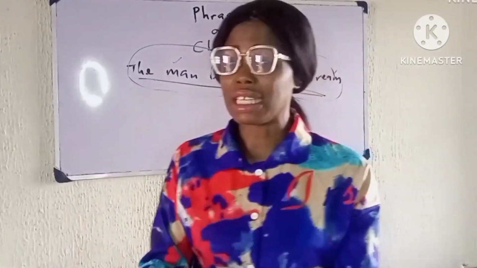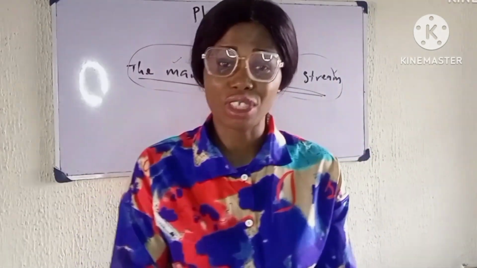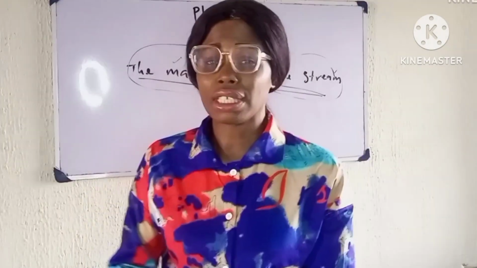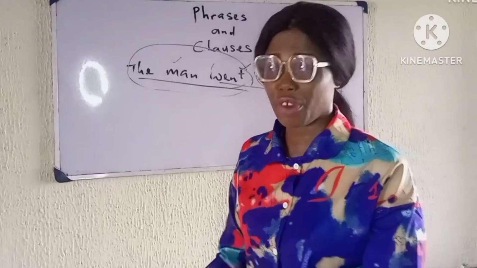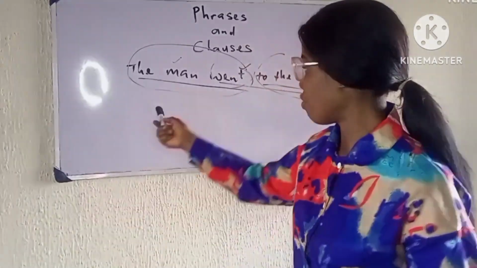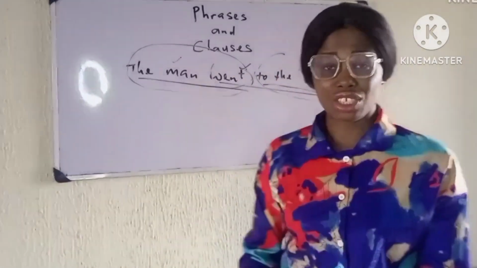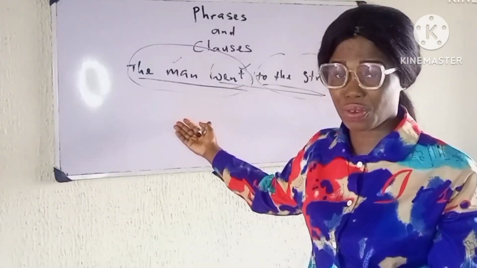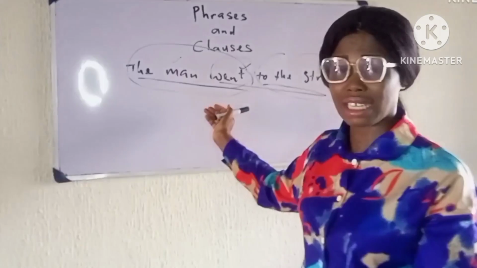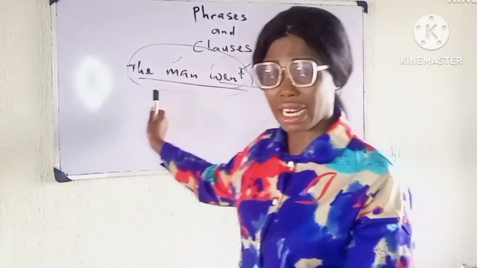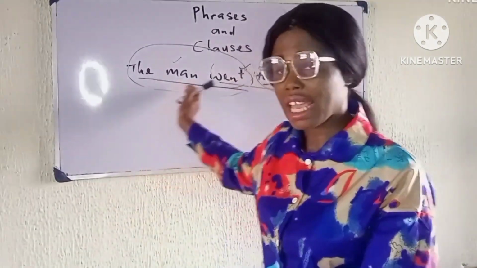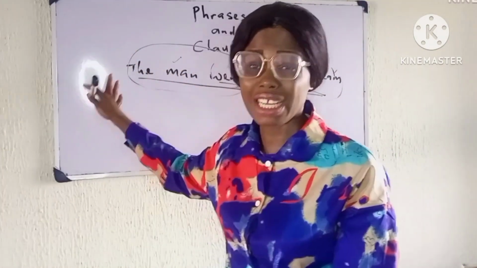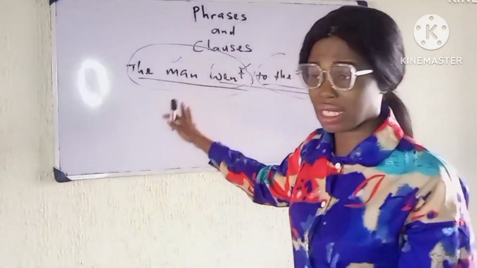A subject is the noun or pronoun or the infinitive or the gerund that the sentence is all about, or the noun or pronoun that carries out the action of the verb in the sentence. Let's say, for example, the man went to the stream. The verb of the sentence is "went". You know that a verb is an action word, right? The action in this sentence is "went", and the person that carried out the action of going is the man. So the man is the subject of the sentence.